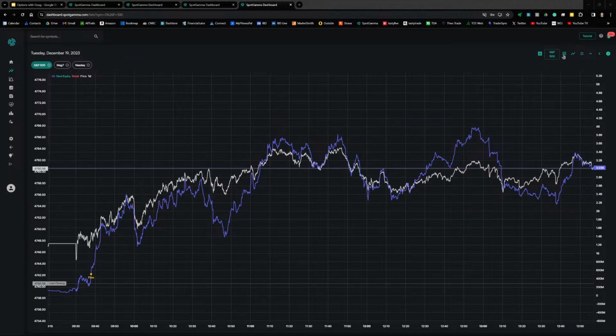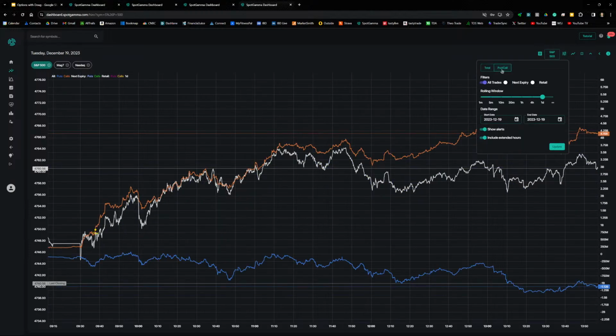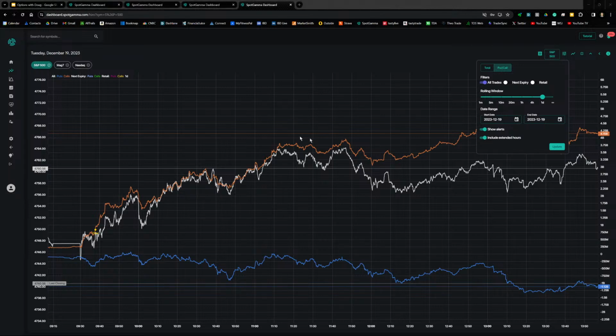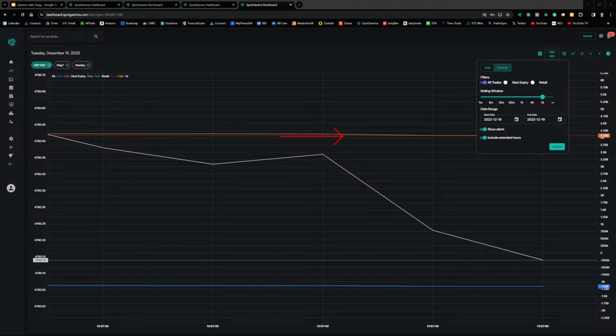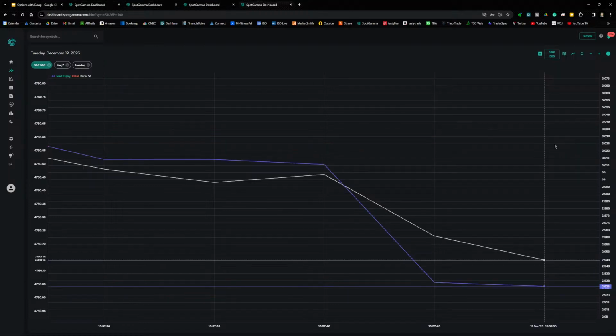Let's take a look at the calls one more time. From around 11:10 to 11:50, call buyers took their foot off the gas. Price levels off, and they've started buying calls again right around 12:20. Let's go take a look at Bookmap.